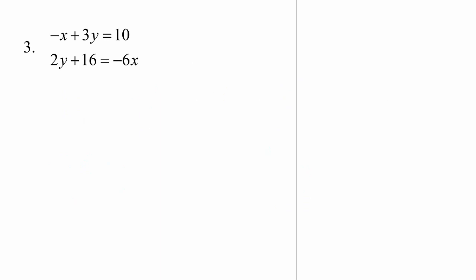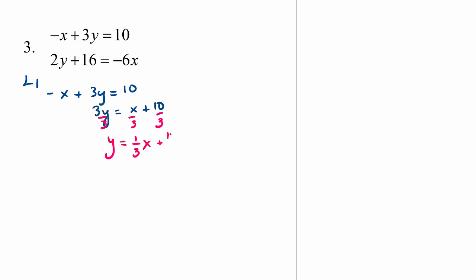In this problem, both lines are in standard form, so we have some work to do. Let's take line number 1, that's -x plus 3y equals 10, and rewrite this in slope-intercept form, which means we're going to solve for y and then read off the slope. So here we have y equals x over 3, which is the same thing as 1/3 x plus 10/3. So our slope, m1, will be 1/3.